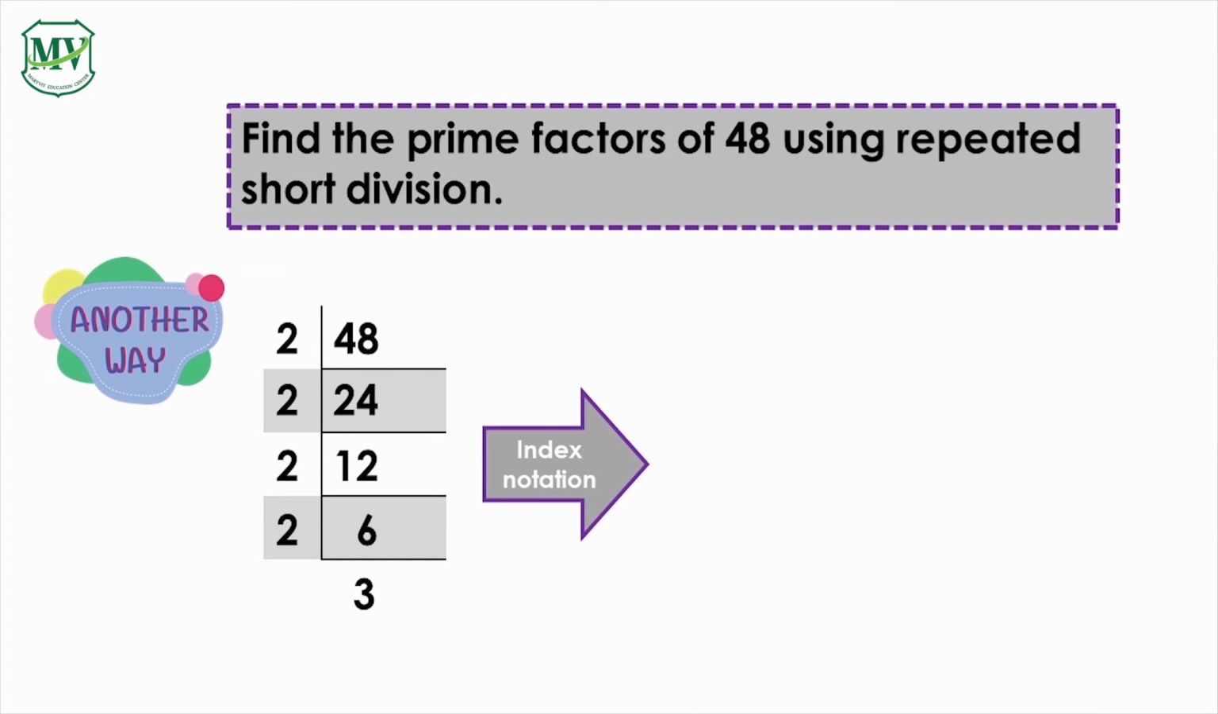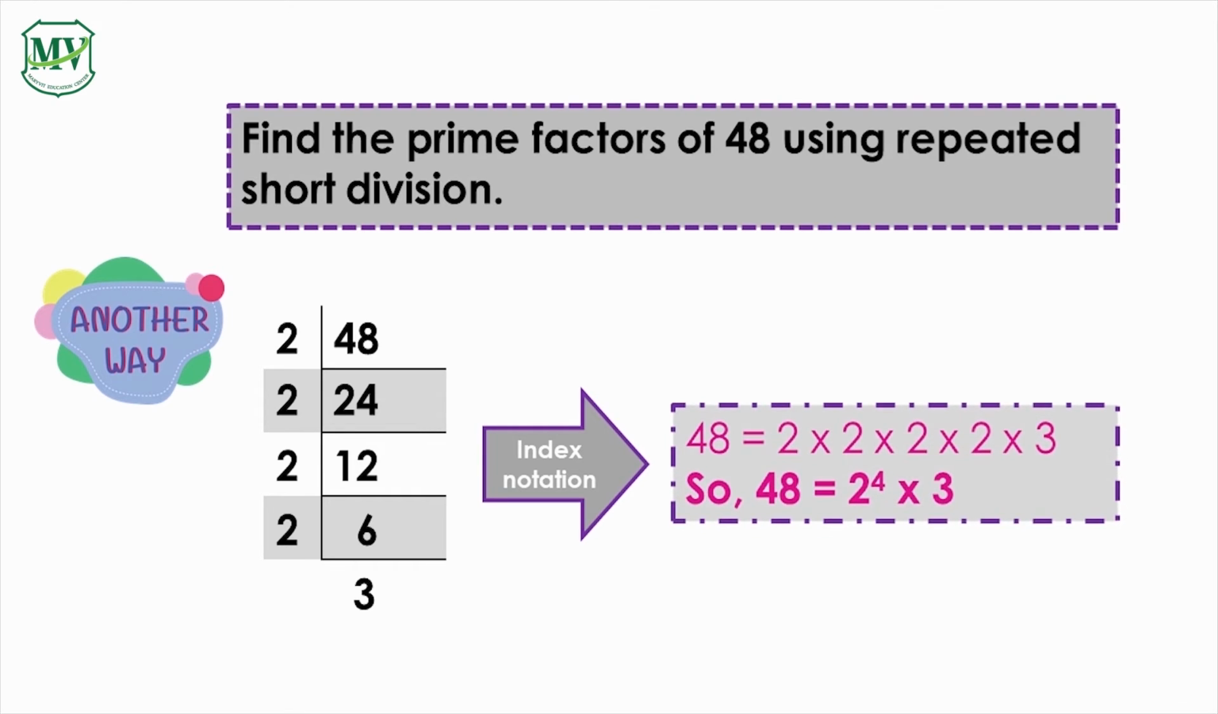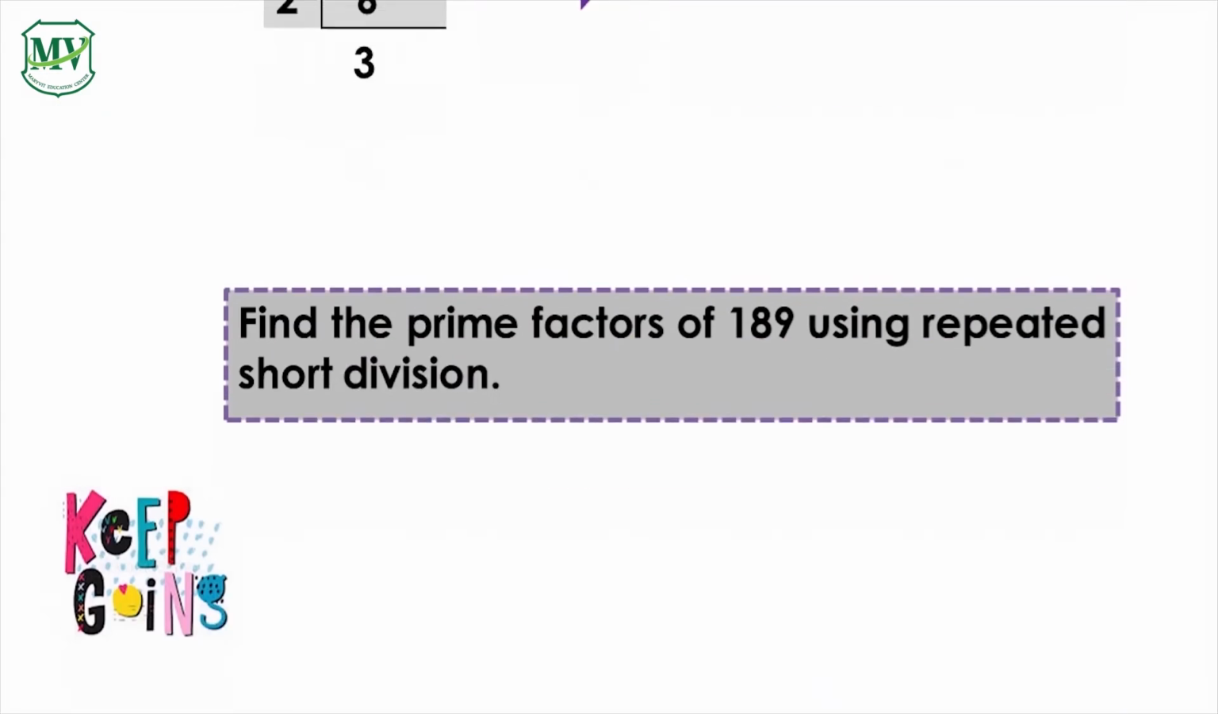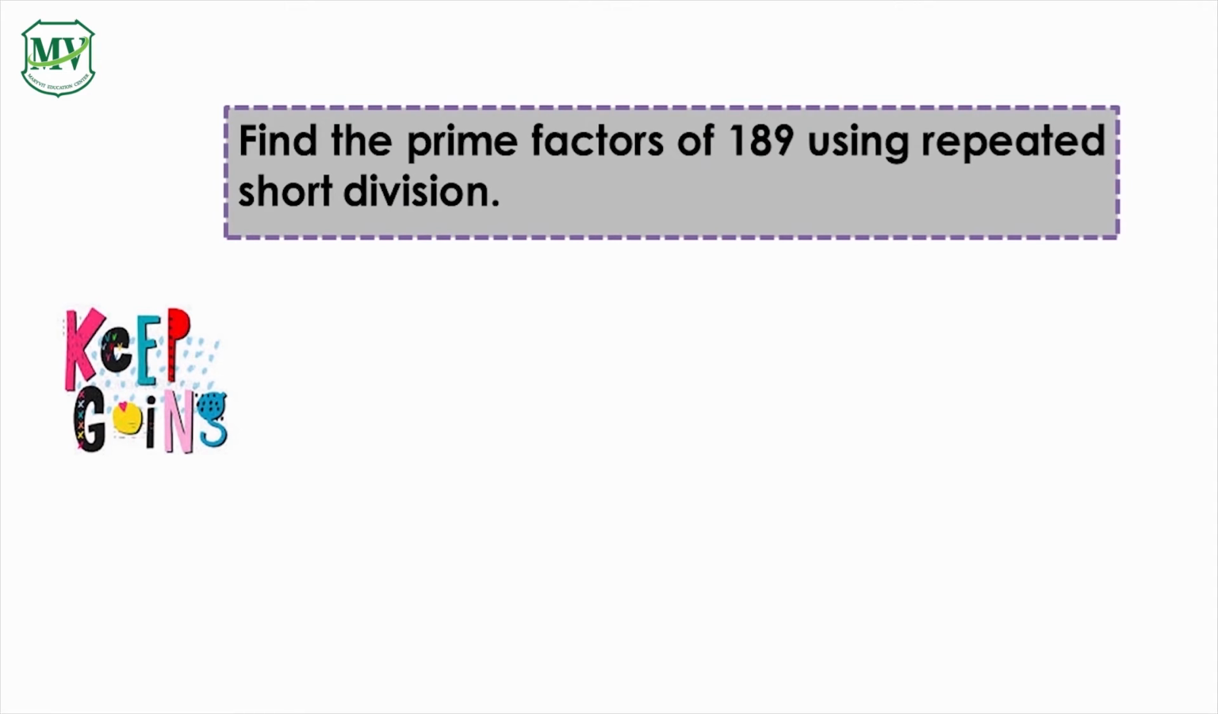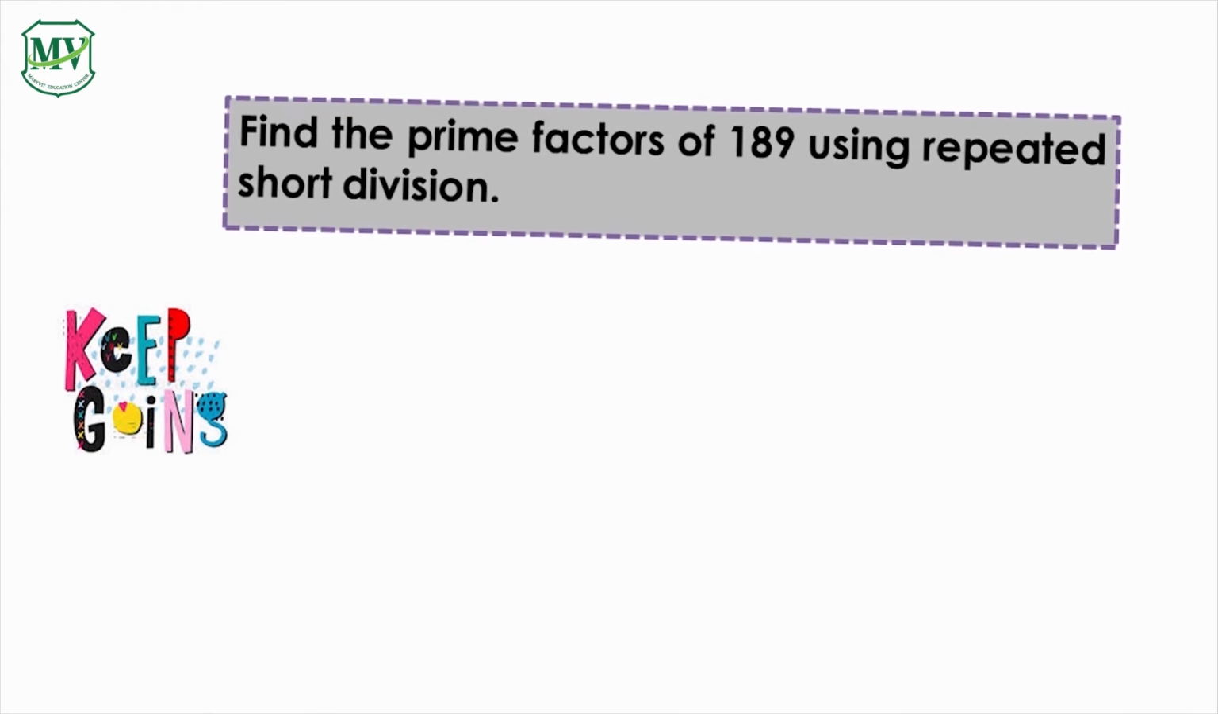So, the prime factors of 48 are 2 times 2 times 2 times 2 times 3, or it can be represented by the index notation 2 to the power of 4 times 3. Let us proceed to another example using repeated short division.